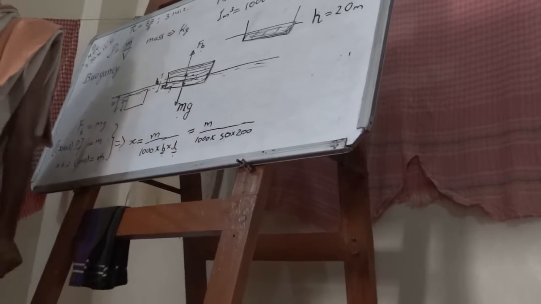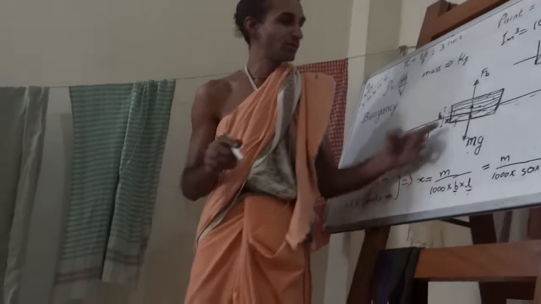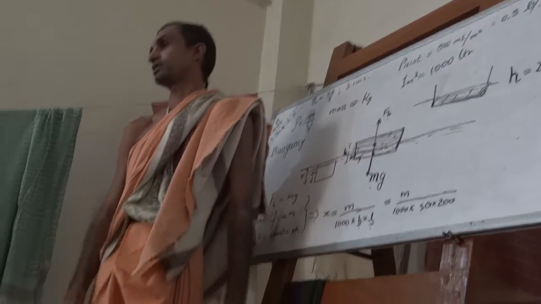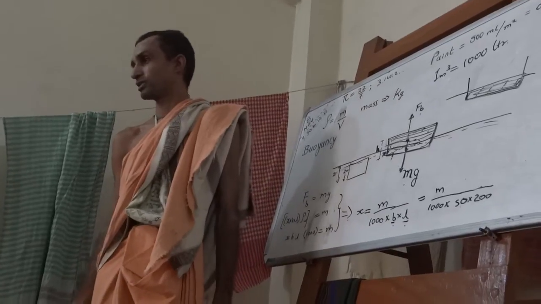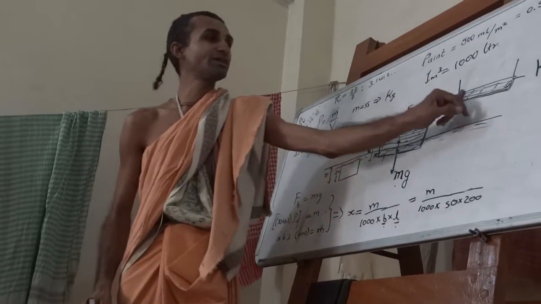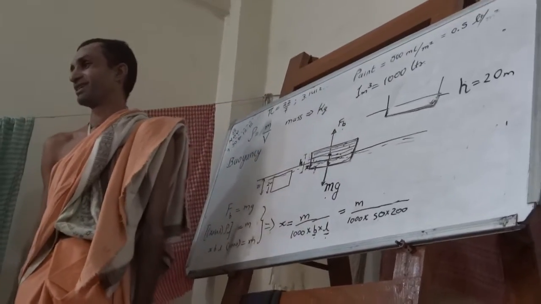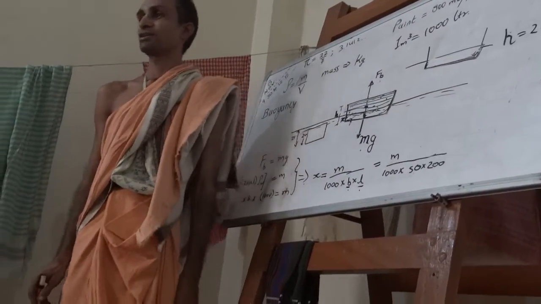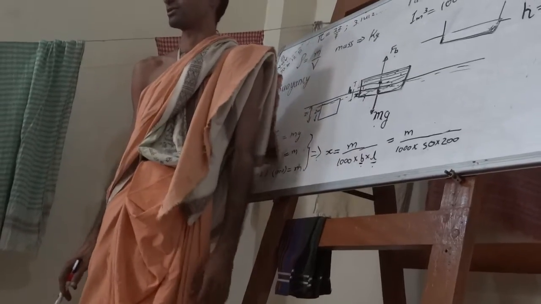That's why if water fills up in an iron boat, it will always sink, because the density of iron is more than that of water. It was floating because there was nothing here, only air. So the total density becomes lesser, although the density of iron is more.